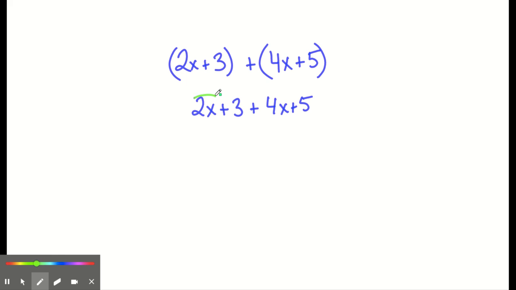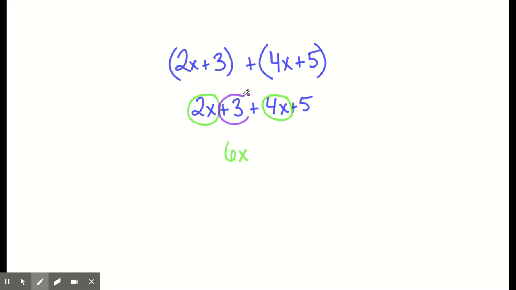So we see we have a 2x here and we have a positive 4x here. Those can combine together to make 6x. And then the other like terms that we see are a positive 3, which is a constant, and a positive 5, which is another constant, and a positive 3 plus a positive 5 is positive 8.